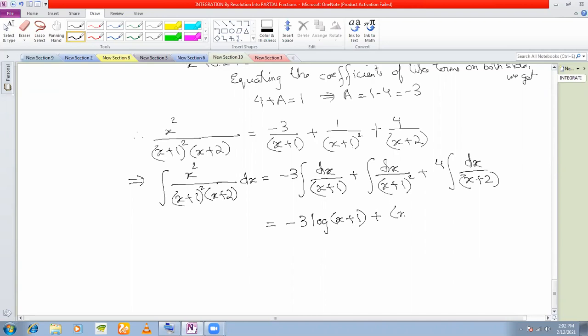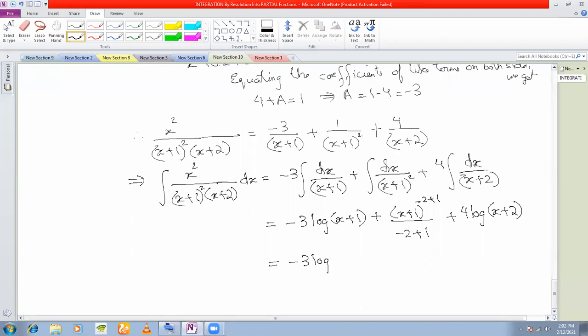It is (x plus 1) to the power of minus 2 plus 1. Use the formula x to the power of n plus 1 by n plus 1. You remember this integration? Tell me, do you remember or not? Yes, sir. Okay.